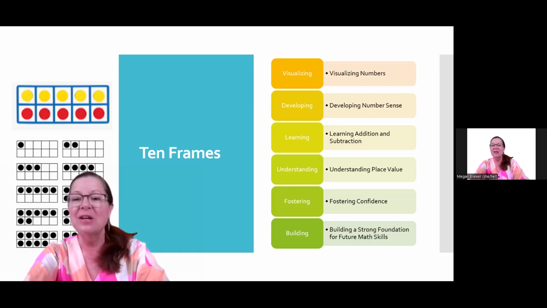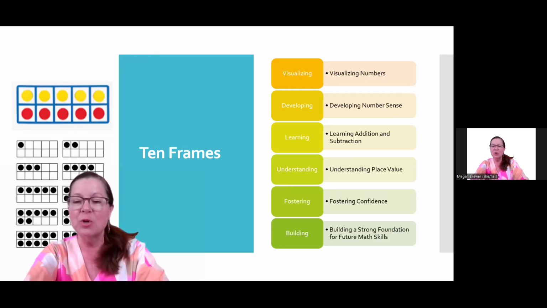Developing number sense. Using 10 frames helps children develop a strong understanding of numbers, including number recognition, representation, comparing, and ordering. They can learn to quickly recognize quantities without counting. That's subitizing. And understand the relationship between numbers and quantities.